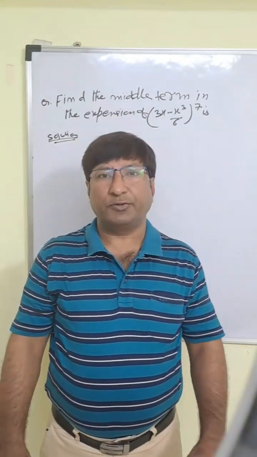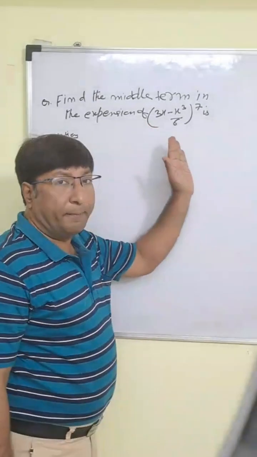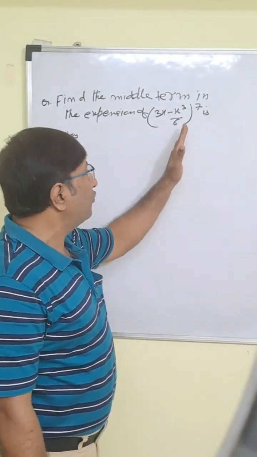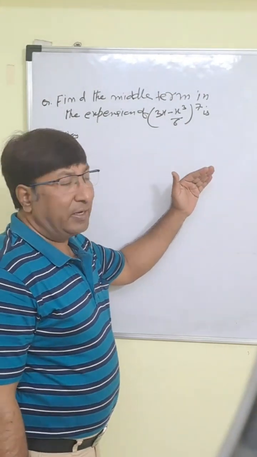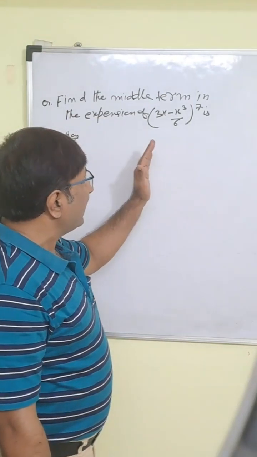Most important question of binomial theorem. Let us see the question. Find the middle term in the expansion of (3x − x³/6)⁷. For this type of question, the simple technique is that we have to know the formula.